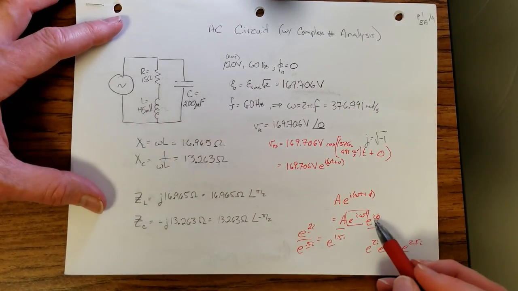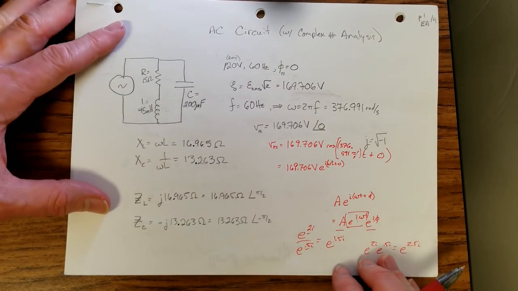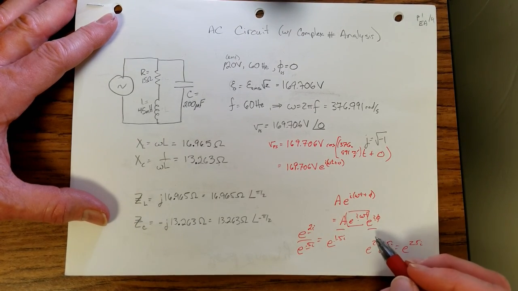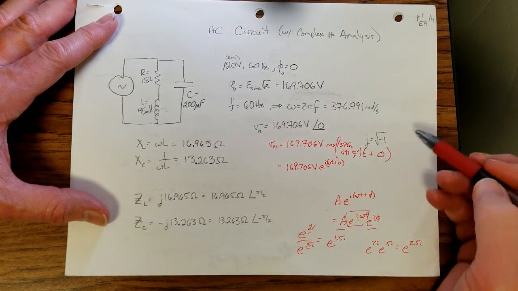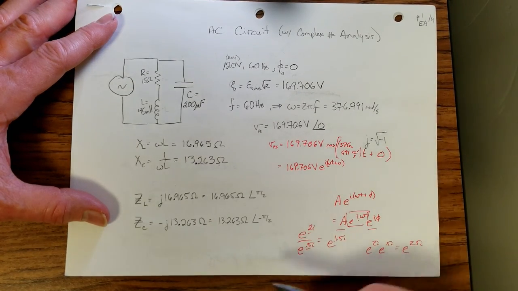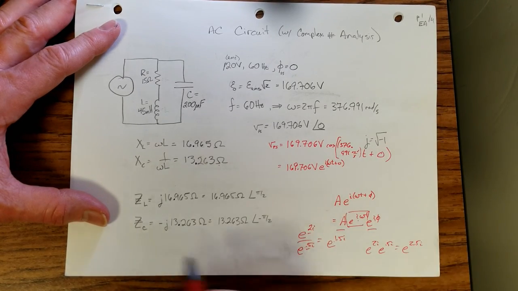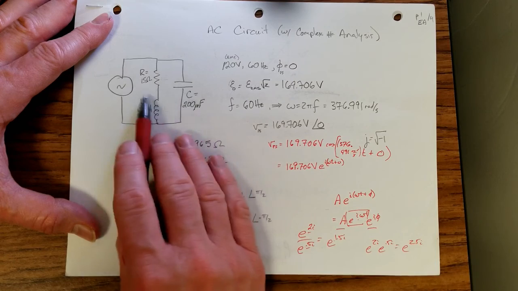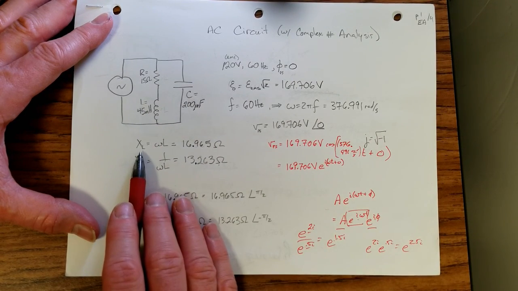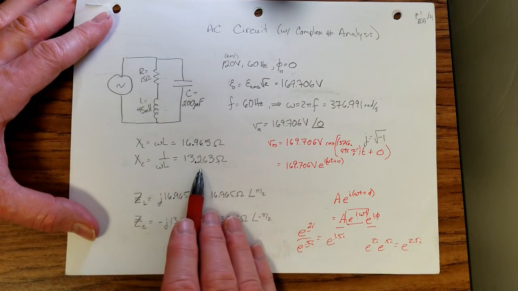Now, one other thing is that I'm using i here to represent the imaginary number, square root of -1, but since I actually use lowercase i for current, it is common to use j for the square root of -1, and that is what I'll be using from now on. From this information, since I know what the angular frequency is, I can figure out what the inductive reactance and the capacitive reactance are.